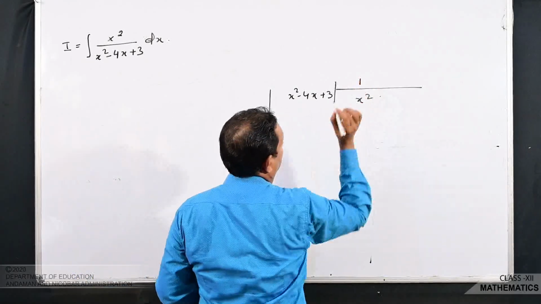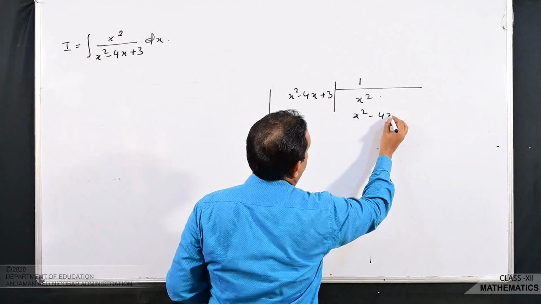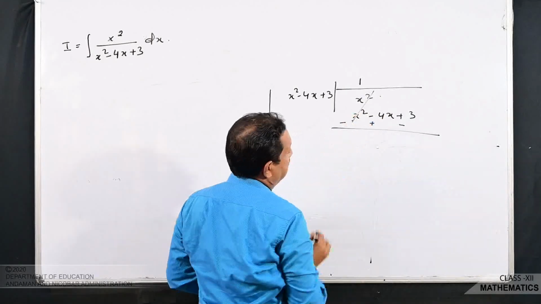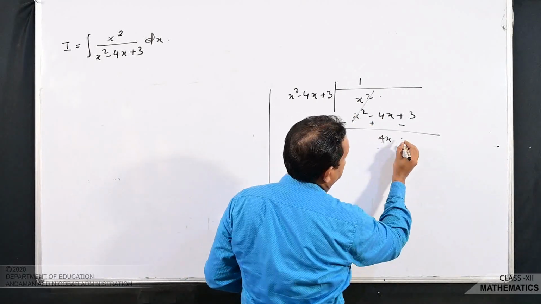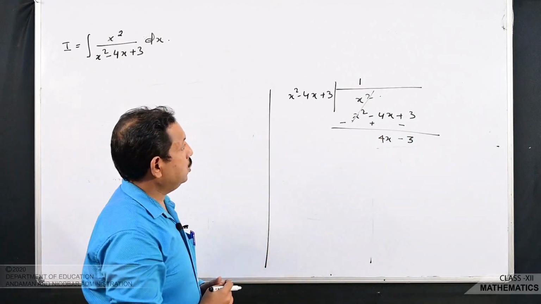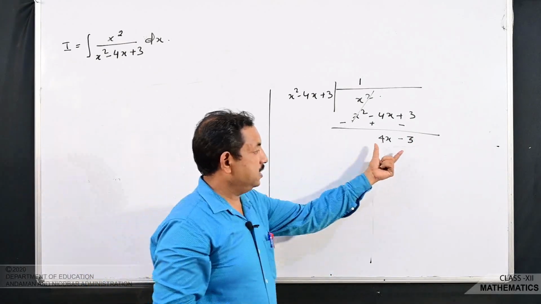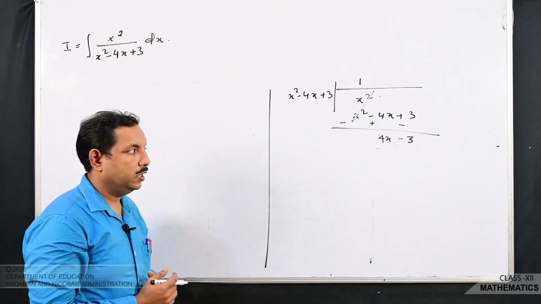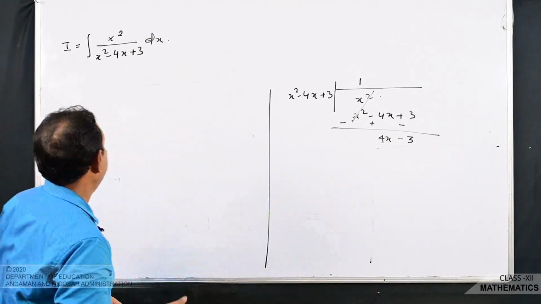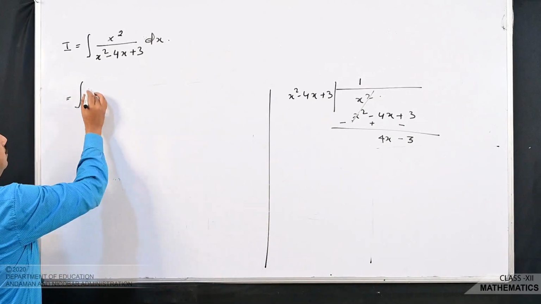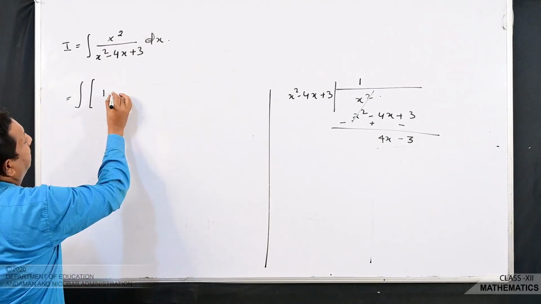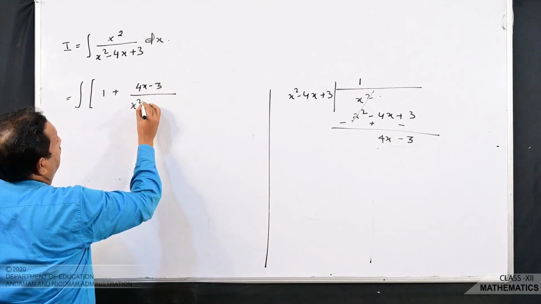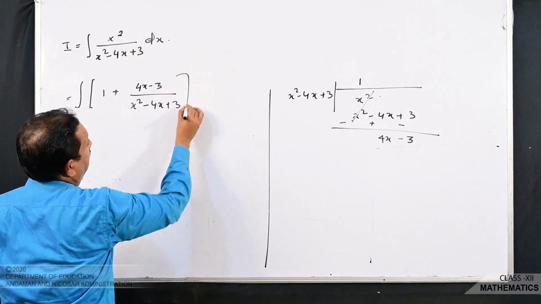So what do we have? You have 1 here and you have x square minus 4x plus 3. I change the sign. This part will cancel out. That will be plus 4x and minus 3. So our division is over because we already have the linear form. Here is quadratic, here is linear. So our division is over. Now this part I can write as the integration of 1 plus (4x minus 3) by (x square minus 4x plus 3), dx.